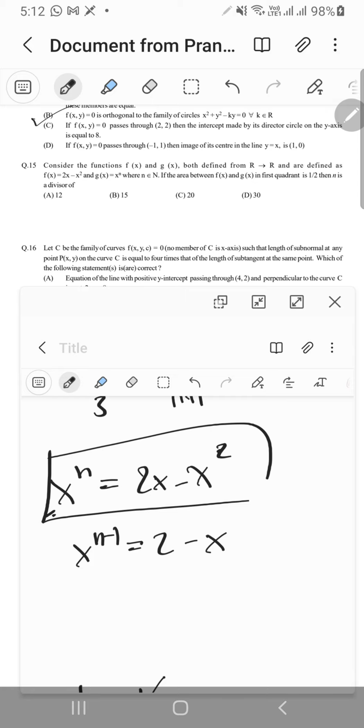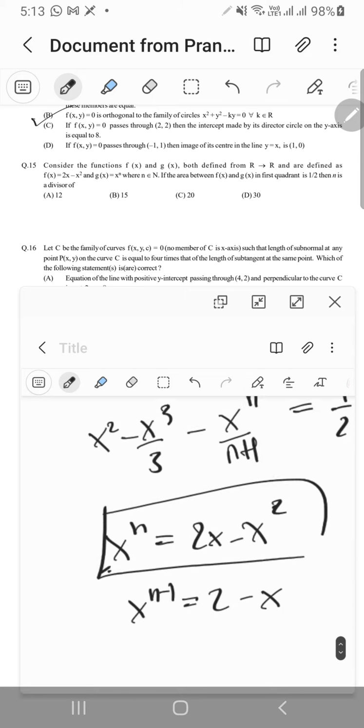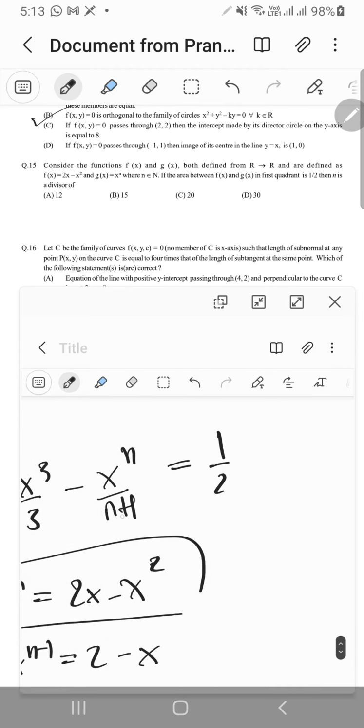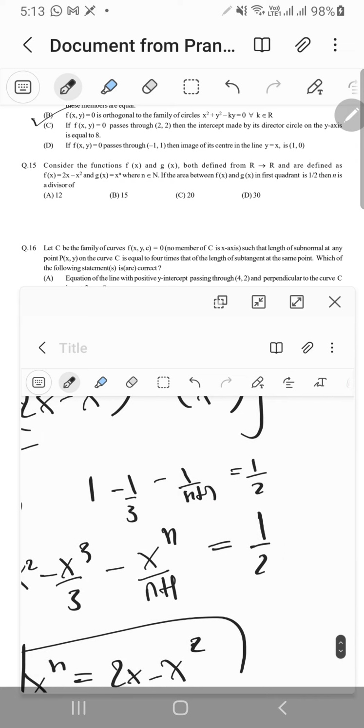1 is an obvious solution, and considering the fact that this is actually just increasing, this will be the only solution for us right now. So it's just the integration from 0 to 1 of that thing. So all this stuff is just having 1 over there, like 1 minus 1/3 minus 1 upon n plus 1 equal to 1 by 2. Hey, we can just find n itself.